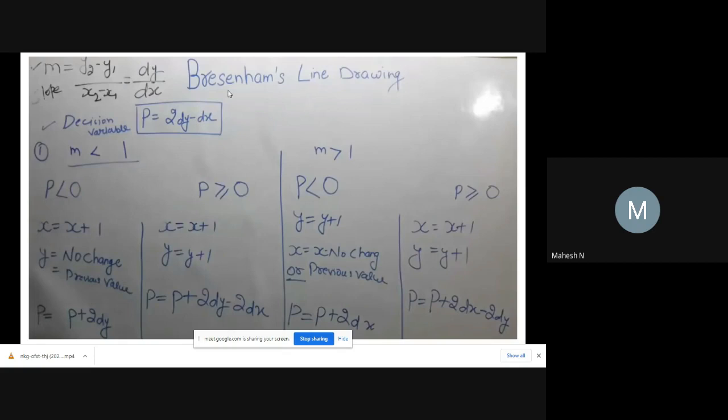This is Bresenham's line drawing algorithm. I will tell you the logic, so kindly follow it. If you find any confusion anywhere, kindly interrupt and we shall solve it there itself and move further. This is an important line drawing algorithm, and it is also there in the lab.